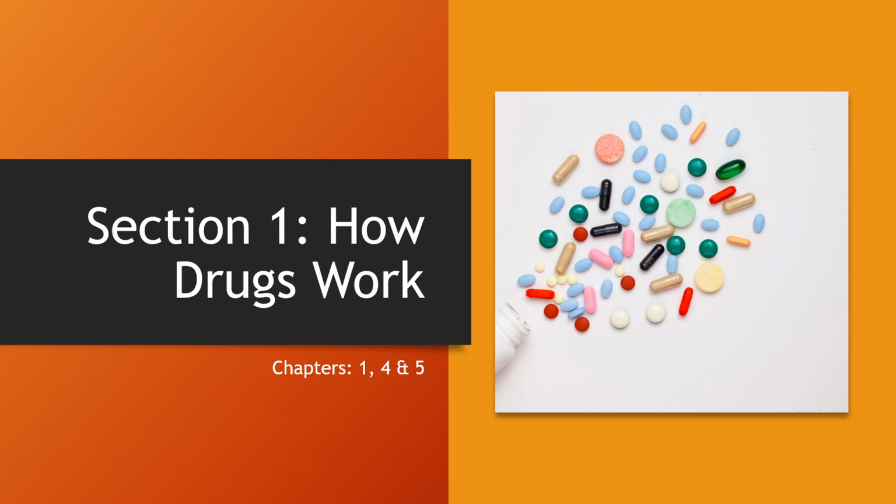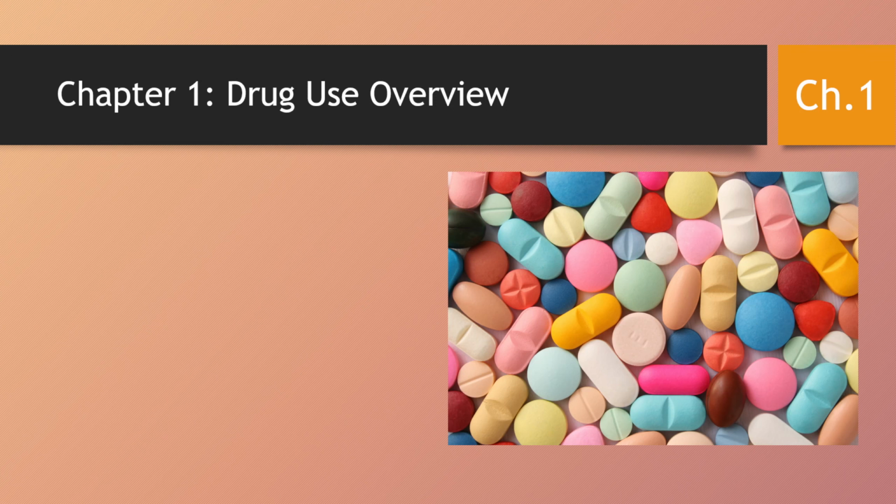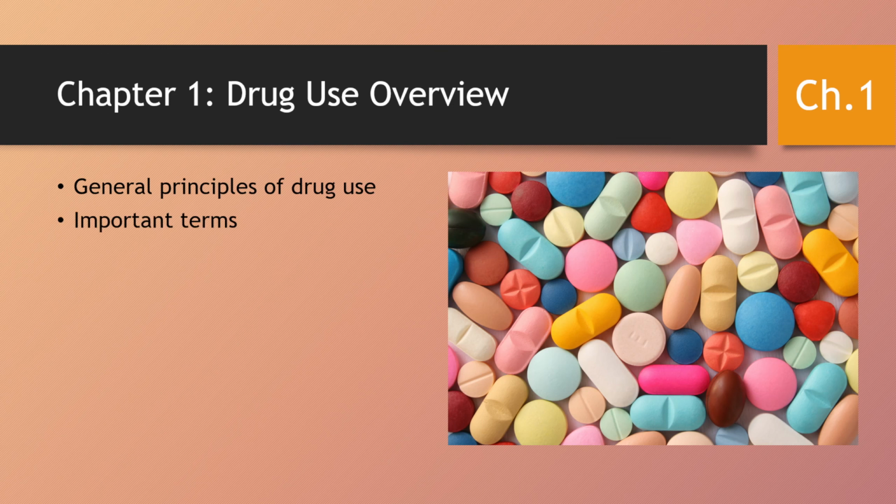All right, let's go ahead and get into Chapter 1, which is just a general overview of how drugs are used and some different things to talk about in this chapter. We're going to go over some general principles of drug use. We're also going to talk about some important terms to be aware of, some correlates of drug use, and then some antecedents of drug use and things that might cause people to be more likely or potentially less likely to use different sorts of drugs.